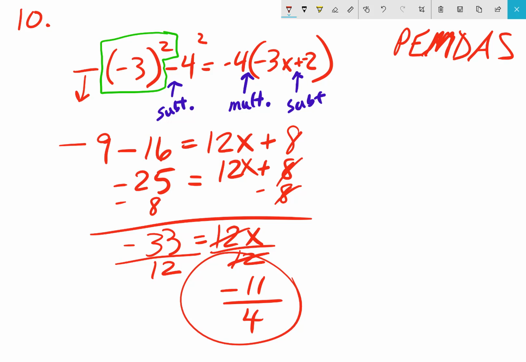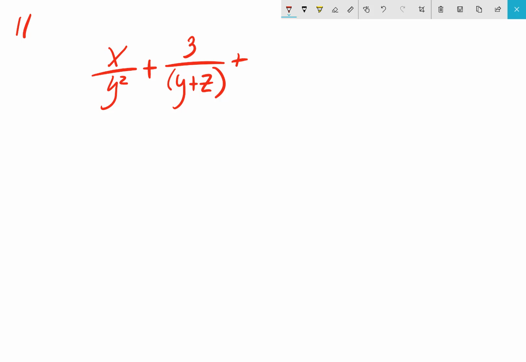All right, let's look at number 11. All right, number 11, you've got x over y squared plus 3 over y plus z, and then plus 2. All right, and you're supposed to be adding that up. When you add fractions, you have to find a common denominator.